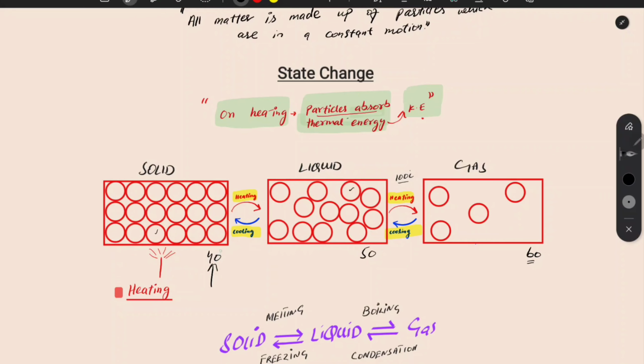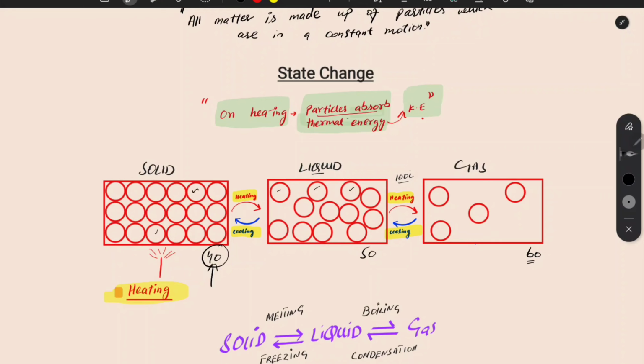So if you want to increase the energy of these solid particles, you have to provide energy, right? We can provide energy in the form of heat. That heat energy will convert into kinetic energy. Particles will move faster, and once this energy converts into kinetic energy, the particles move apart, there will be gaps between particles, and the arrangement of particles will become random, and that state is called liquid state.